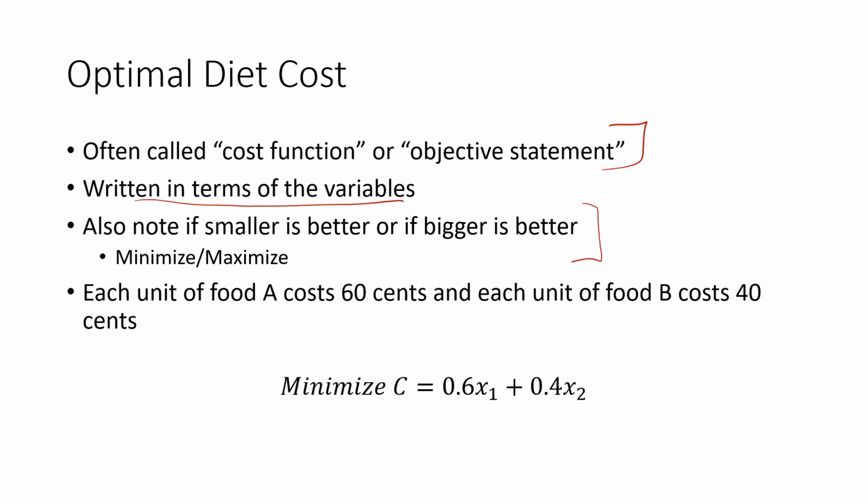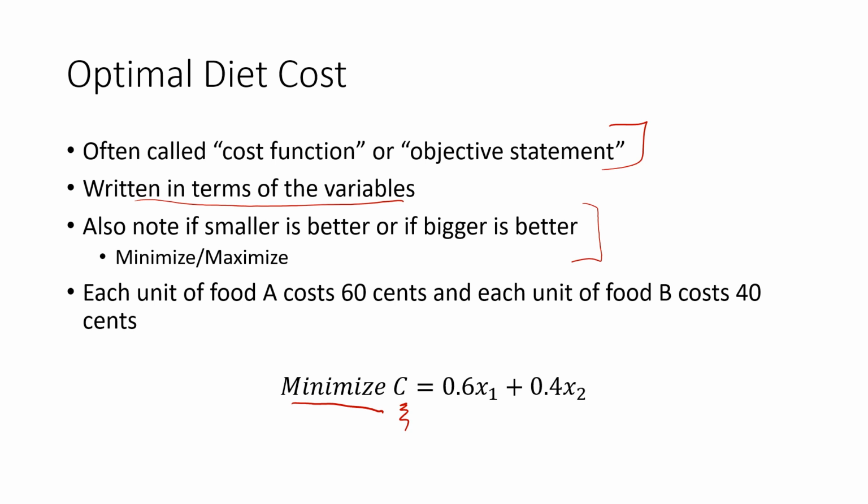In this problem, what do we have? We're trying to minimize the cost. And what is the cost? Well, the only thing we have control of is the amount of each food that you take, the amount of food A and the amount of food B. Those are my two variables, x1 and x2.